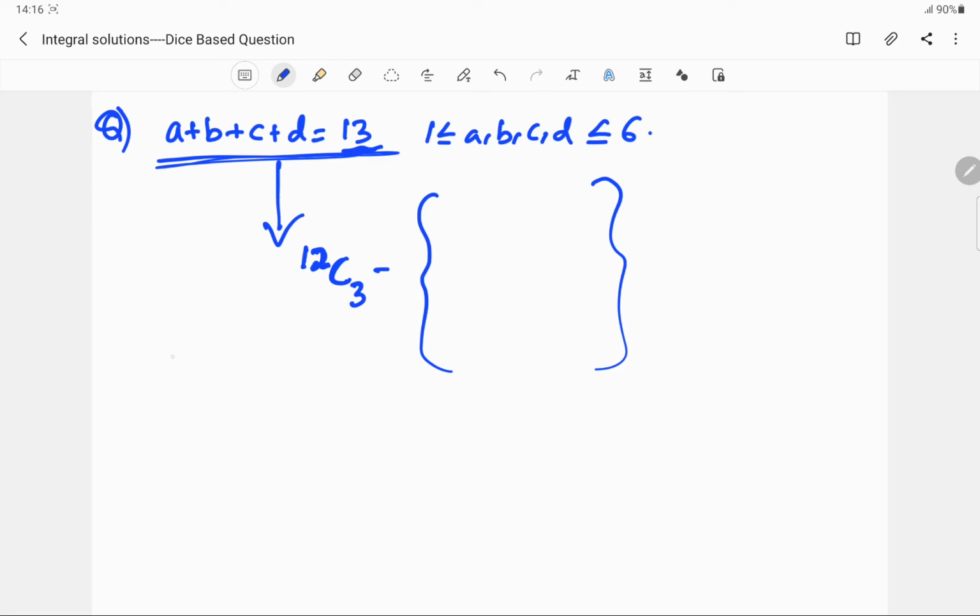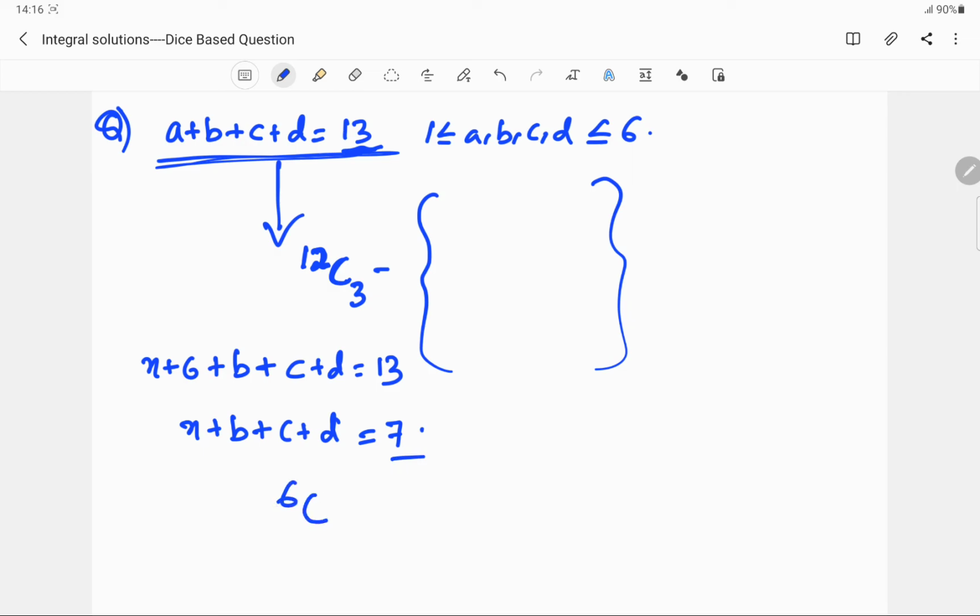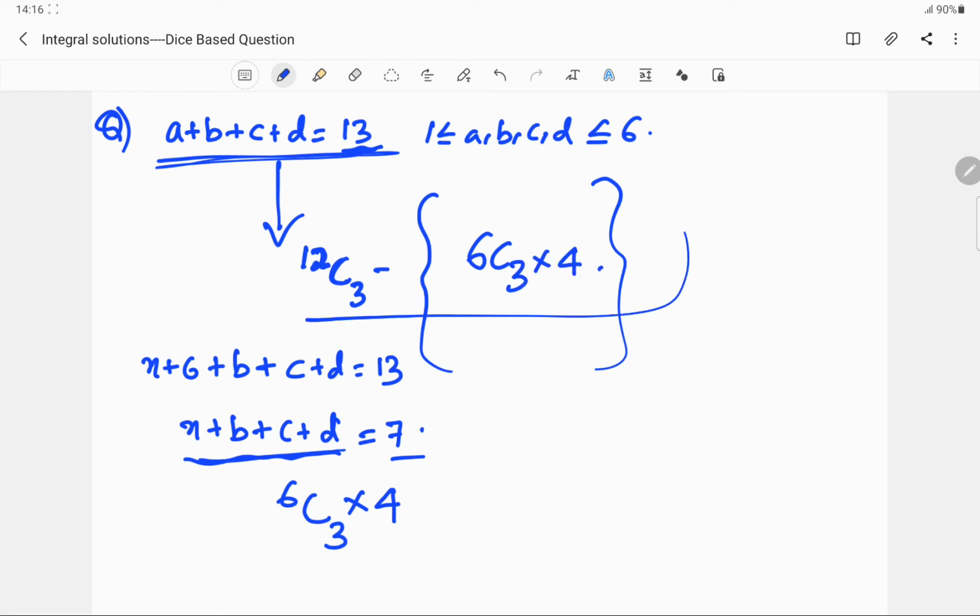greater than 6. So instead of listing down all those cases, what I'll do is simply substitute a with x plus 6, and this will become b plus c plus d equals 13. So this is x plus b plus c plus d equals 7. 7 means there will be 6 gaps, and 4 variables are there. I will select any 3, and then because 4 variables are there, I will multiply it with 4. So this is the final answer, 12c3 minus 6c3 into 4.